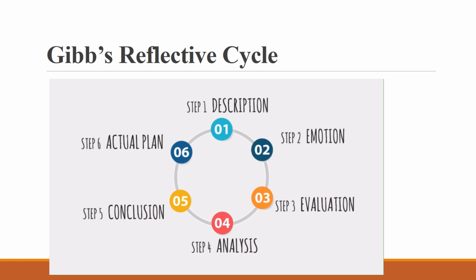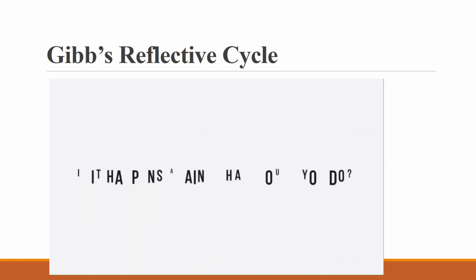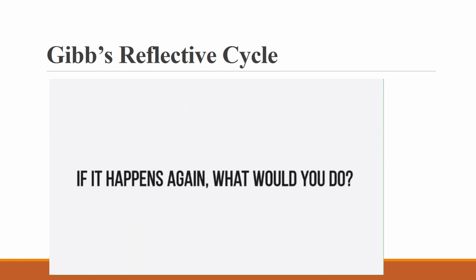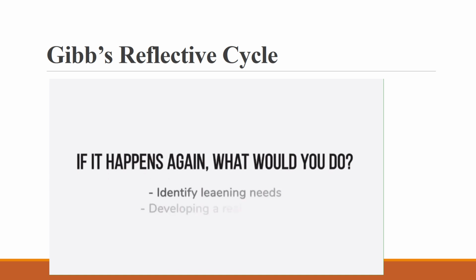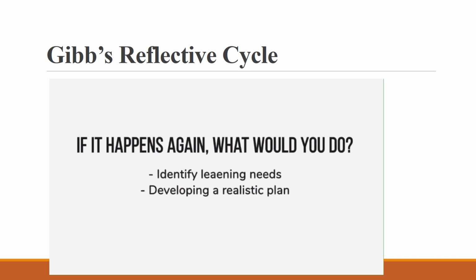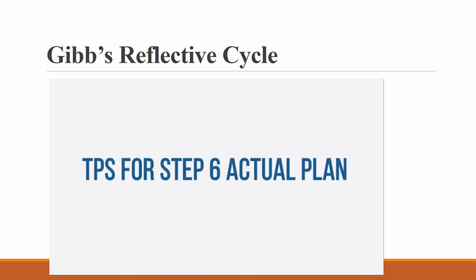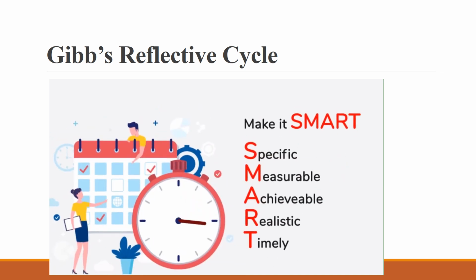The guiding question for this step is, if it happens again, what will you do? This part will require you to concretely identify your learning needs and develop a plan to meet those needs. Tips for step 6: make it SMART. Specific, measurable, achievable, realistic, and timely.